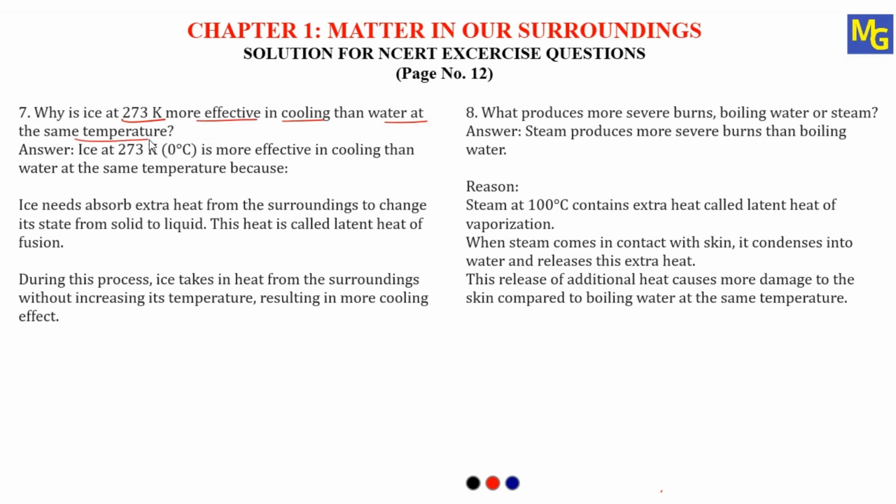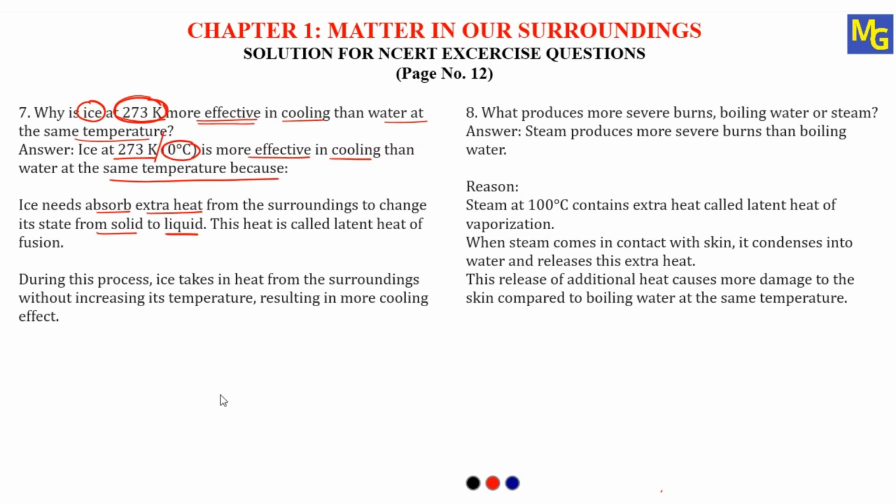See here, we have taken ice which is at 273 Kelvin, and we have also taken water at 273 Kelvin. If you compare the cooling property, ice is more effective than water. Answer: 273 Kelvin is nothing but 0 degree Celsius. So ice at 273 Kelvin or 0 degree Celsius is more effective in cooling than water at the same temperature. First reason is, ice needs to absorb extra heat from the surroundings to change its state from solid to liquid.